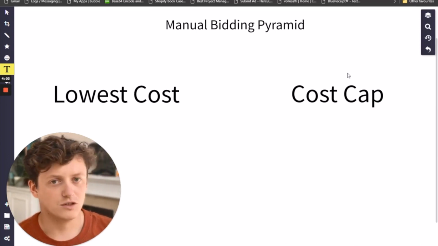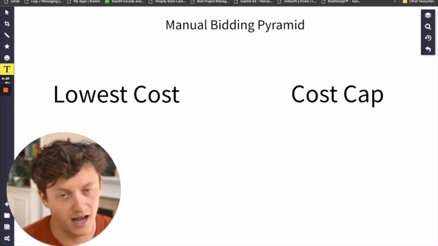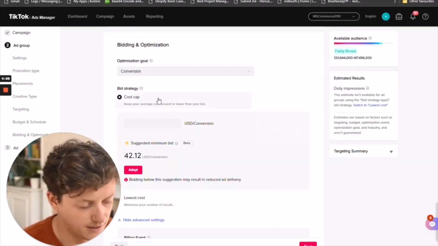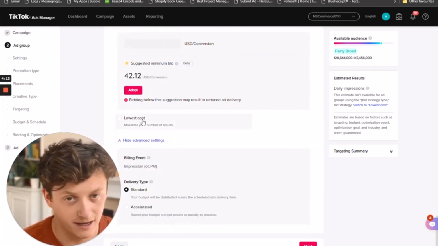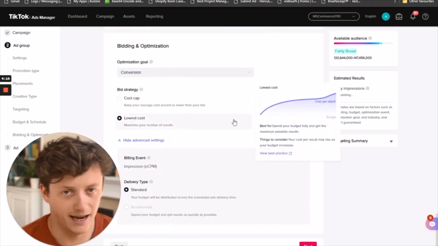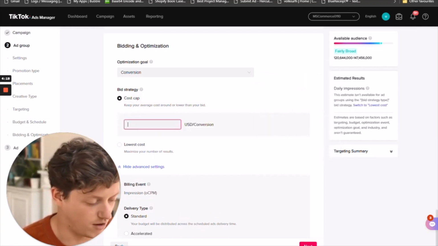Say, for example, we wanted to reach a specific cost per purchase. That's where cost cap comes in. So let's have a look at TikTok ads. If we scroll down, here is an example. So you have 2 options, cost cap and lowest cost. Lowest cost basically allows TikTok to decide your bid. Cost cap gives us this nice little graph.